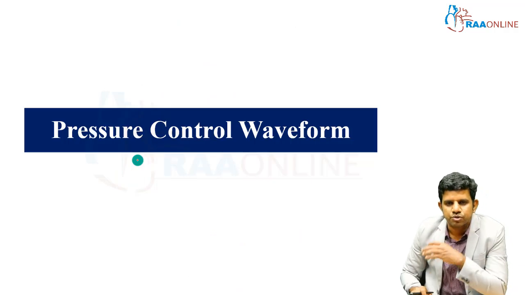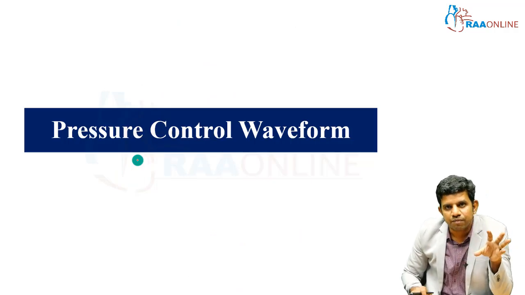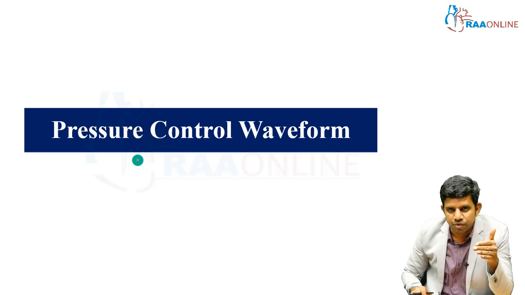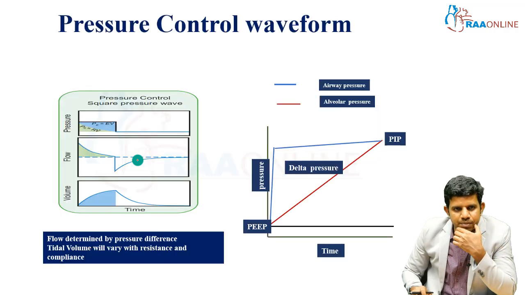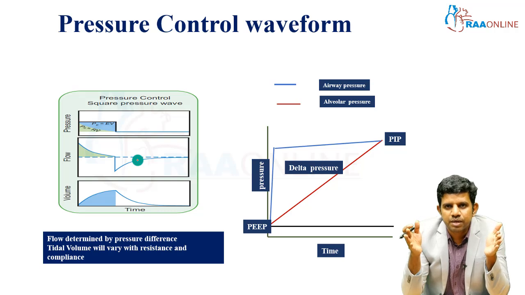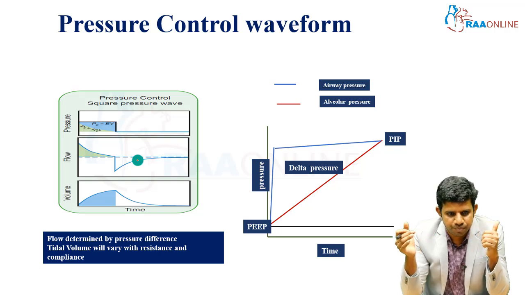Next is the pressure control waveform. So far we have discussed the volume control waveform with two different flow patterns, a square flow waveform and a descending ramp flow waveform. Next is the pressure control waveform. In pressure control, your control variable is pressure. Whatever resistance or compliance related changes occur, you have to see them in the flow or volume waveform.